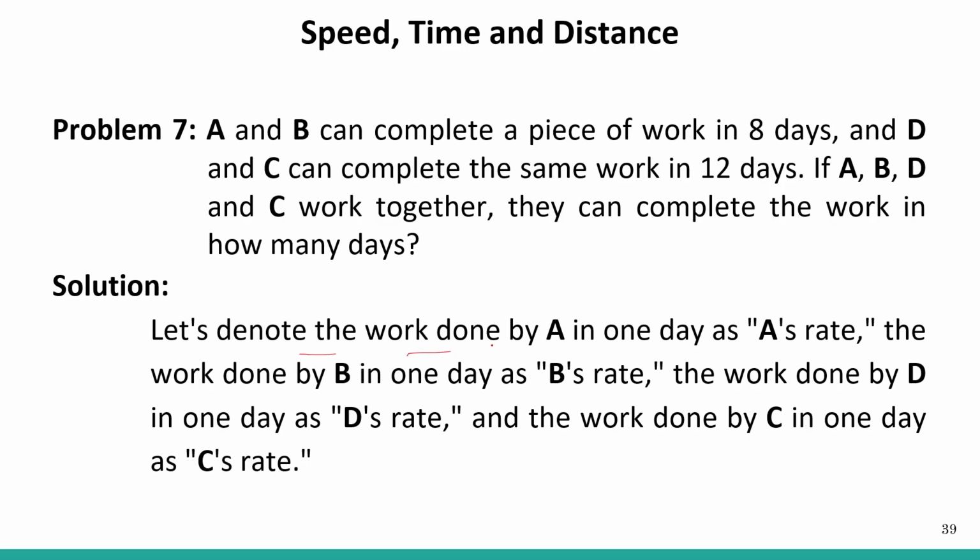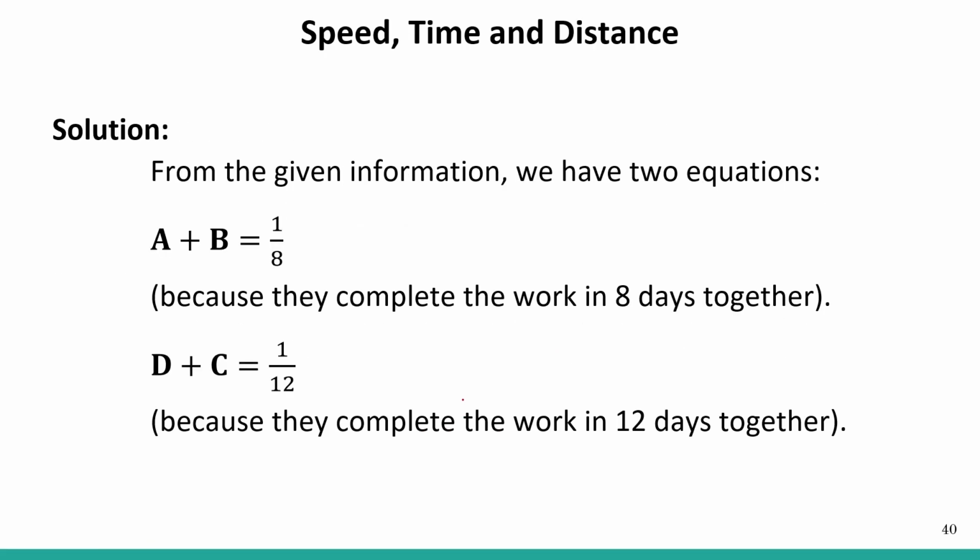So let's denote the work done by A in 1 day as what? A's rate, and B in 1 day as B's rate. So work done by D is D's rate and C is C's rate. So A plus B is given as 1 by 8, D plus C is equal to 1 by 12.